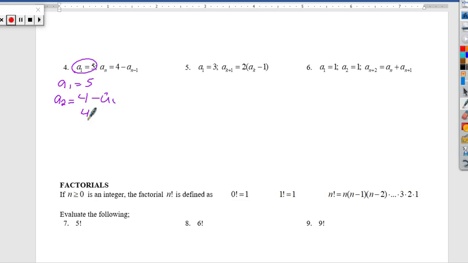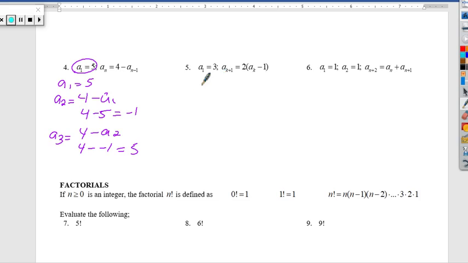So that would be 4 minus 5, getting us to negative 1. A sub 3 would be equal to 4 minus a sub 2. So that would be 4 minus negative 1, getting us 5. So again, recursively here, we're looking at the formulas. We're going to let k equal 0 because everything's based on the term before here.